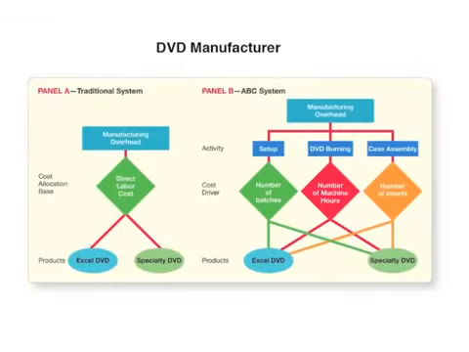So let's look at this simple DVD manufacturing company here. We have panel A, which is a traditional system, and we have panel B, which is an activity-based costing system. So let's first look at panel A, which is our simple or traditional costing system.